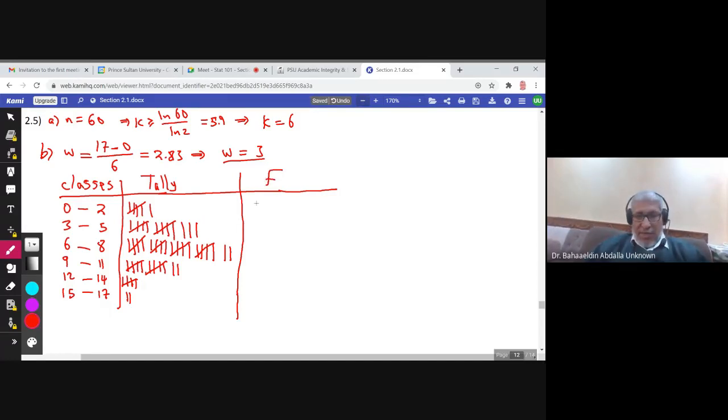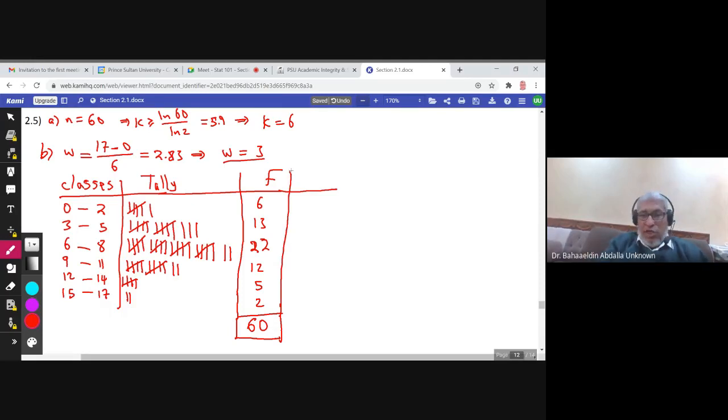The frequency here is 6. You add each pile of 5, so here you have 13, and here you have 17, 10, 22. And here you have 12, and here you have 5, and here you have 2. If you add all of these numbers, you should get 60. So 19 plus 22 plus another 19, yeah, you get 60. So you have all the numbers correct. Okay, so this is the frequency distribution.